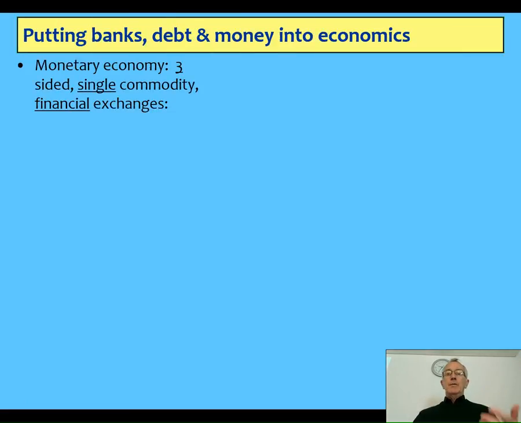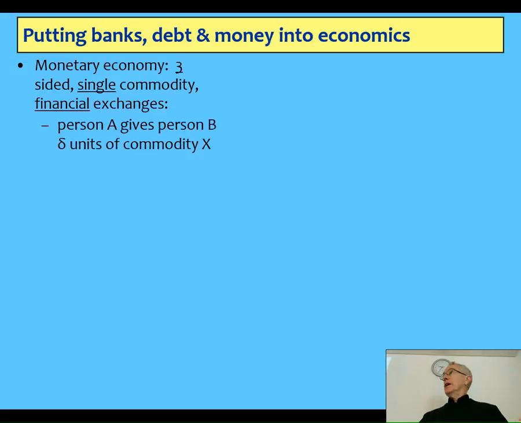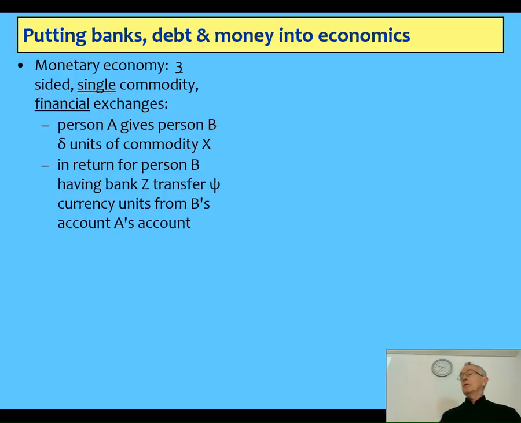But what Graziani is saying is a monetary system is 3-sided. You have a single commodity and a financial exchange. So you have person A giving person B delta units of commodity X in return for person B telling bank Z to transfer, I think that's theta, isn't it? I keep losing my Greek characters, units of currency from B's bank account to A's bank account.